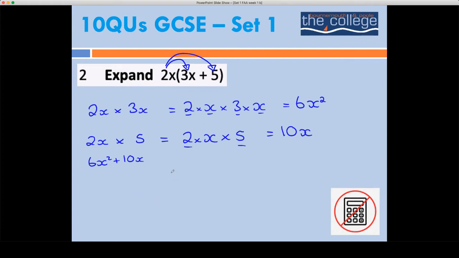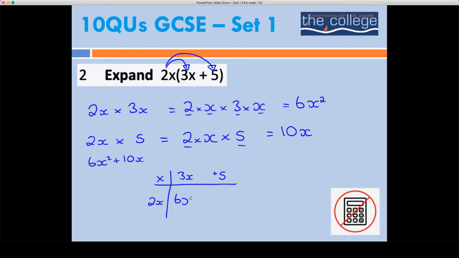Okay. If you want to use a grid for that, I highly recommend the grid if you get confused with the loops, especially when you're doing a double bracket expansion. So you partition it out, that's positive 5. And then you've got 2x here. So if you can cope with this in one go, it's 2x times 3x. You've got to remember to do the 6. Okay, 2 times 3 is 6.